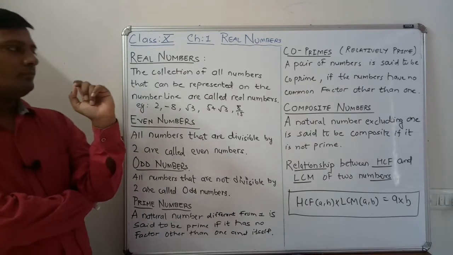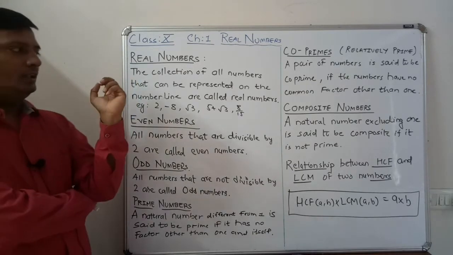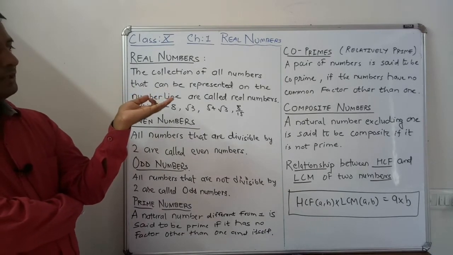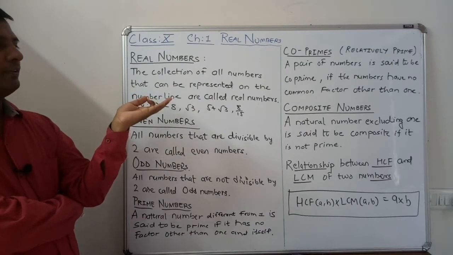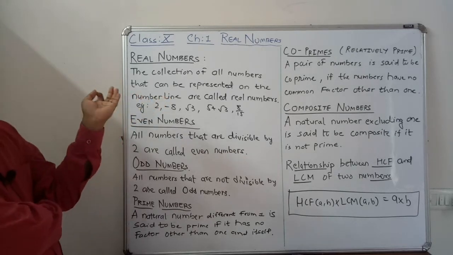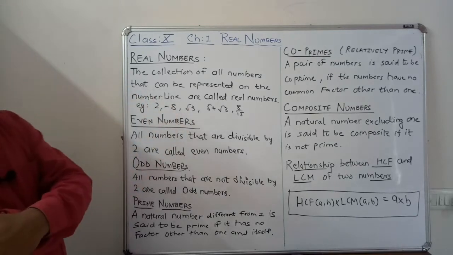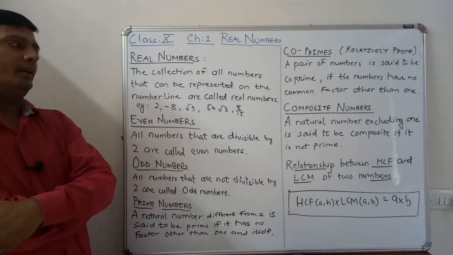Now, the composite number. A natural number excluding 1 is said to be composite if it is not a prime. If it is not a prime, clear? जो prime number नहीं है वो composite number है.